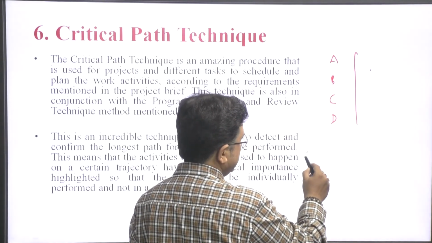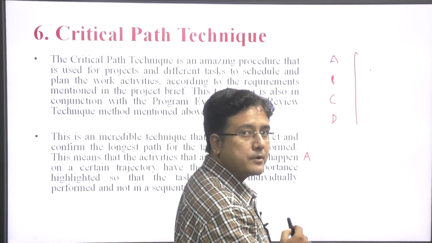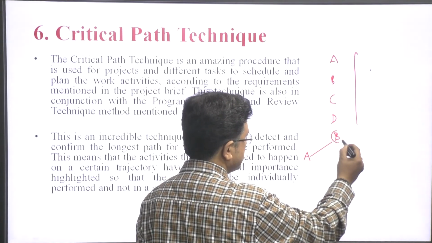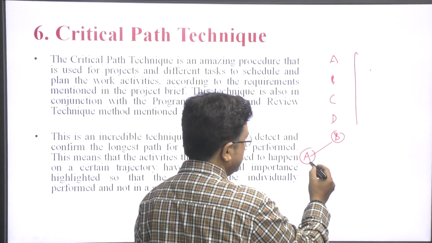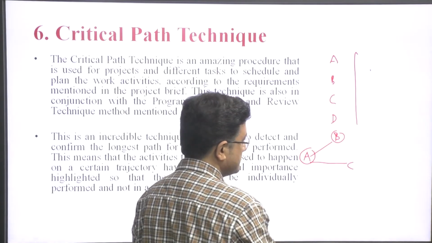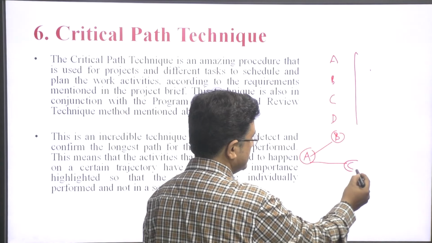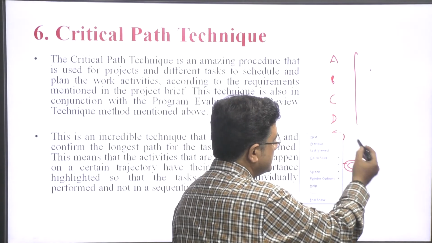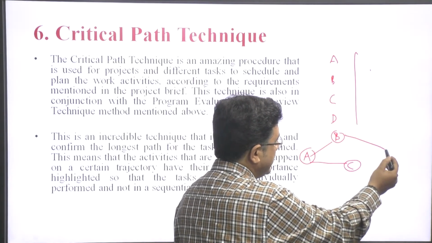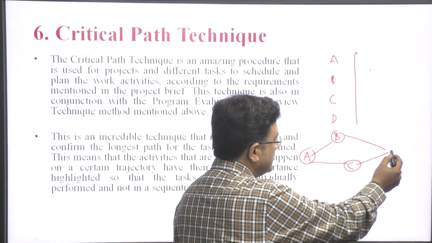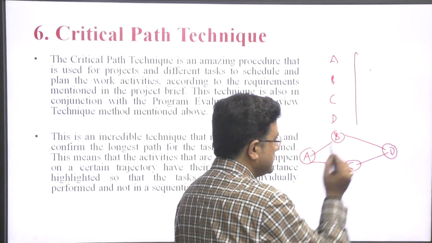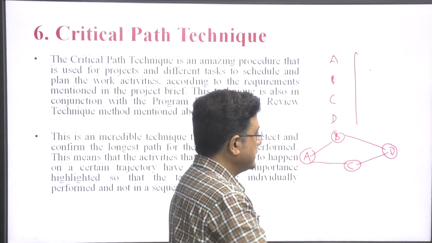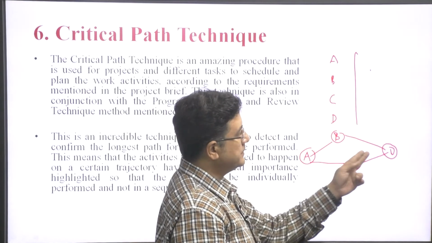There are activities like A, which is the starting point, and from A we move to B and parallelly to C. B and C meet each other at point D. So, these are the workings. We start the work from here, divide the work into 2 phases, then complete the work at D.